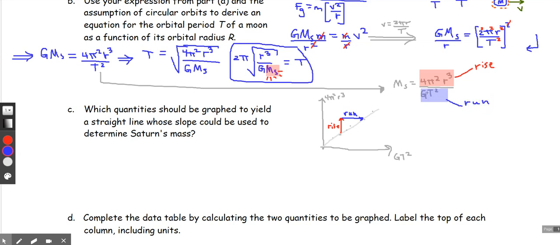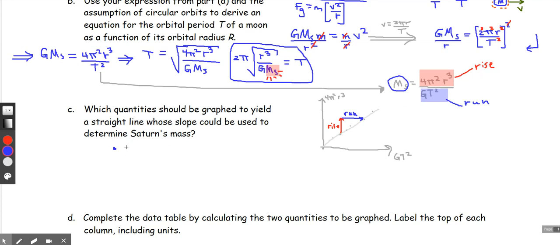And when we do this, this should produce a linearized graph that we could do a best fit line on, and we could just pick any 2 points along this graph, and the slope of this line is going to be our mass of Saturn right here. Okay? And so which quantity should be graphed to yield this? So I would just go over here, sketch this real quick, take this equation and show where you got it from, and identify rise and run.